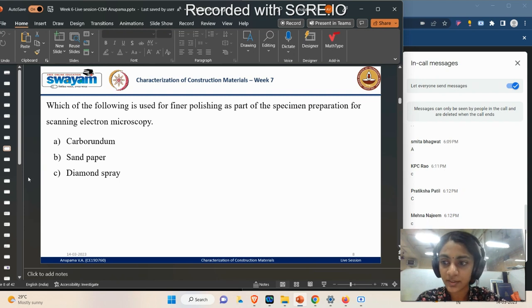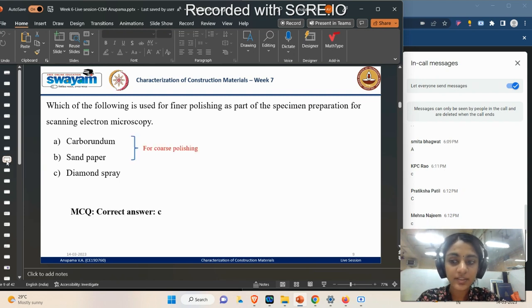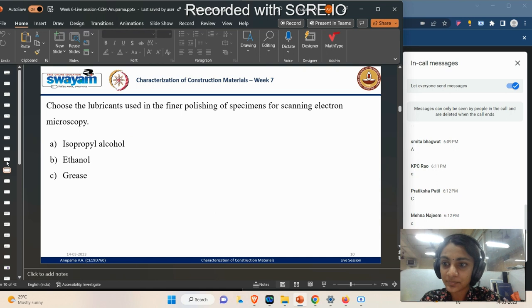Okay, let's look at the answer. The correct answer is option C. We use carborundum and also sandpaper, but that is for the coarse polishing. The first level of polishing, which doesn't need a very fine finish, can be done using carborundum material or sandpaper. But for finer polishing, we need diamond spray. So let's move to the next question.